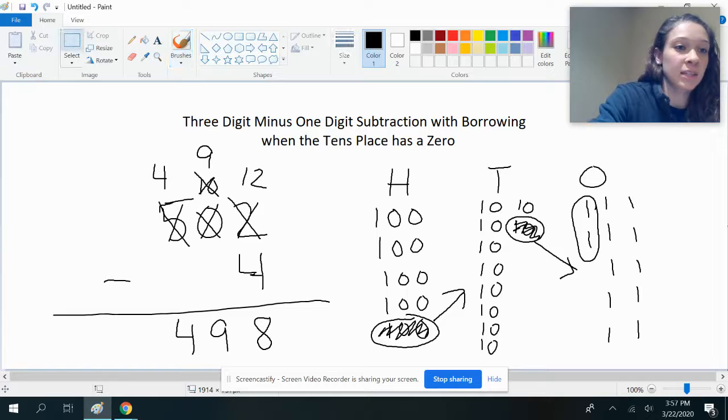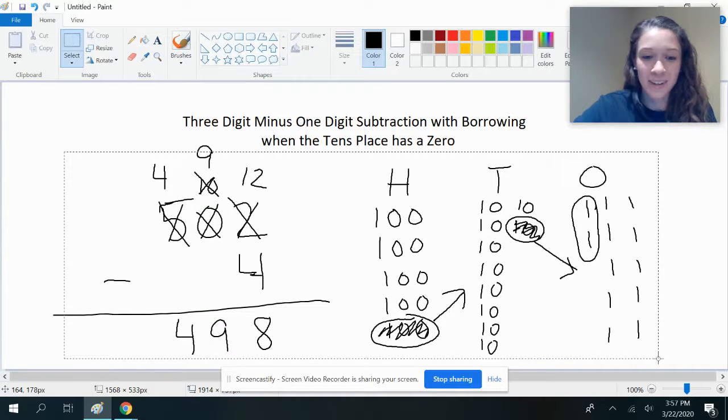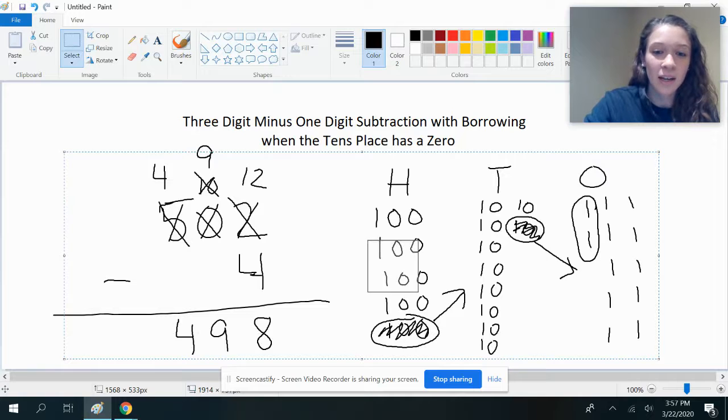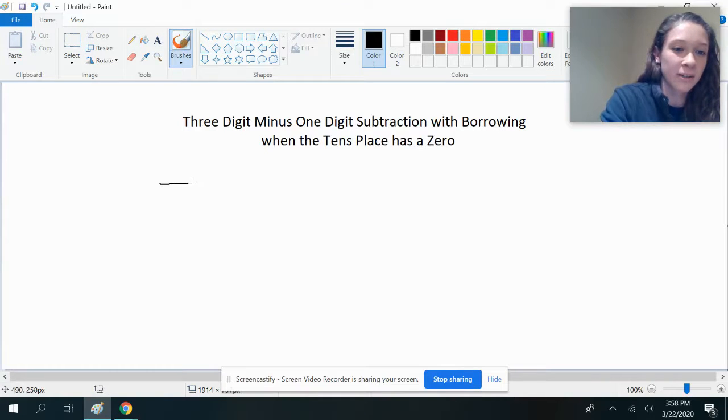Okay, I'm going to delete this example now. I'm going to write an example down on my board right here so that you can see one. I'd like you to try it on your own. And then whenever you're ready, I would like you to play the video again. Well, I would first like you to pause the video. And whenever you're ready, I would like you to try 503 take away 8.